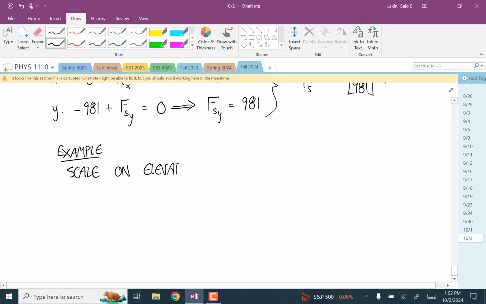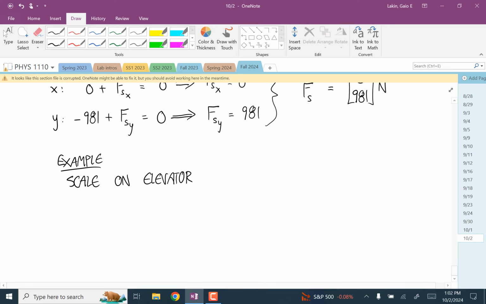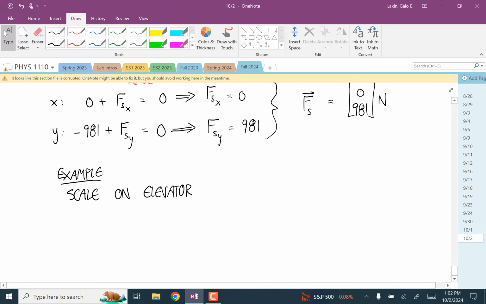Are you ever going to give us weight in pounds? No. But it's about, 1 Newton is about a quarter pound. So you can sort of get a sense of it from there. So this person weighs right around 1,000 newtons, so 250 pounds.